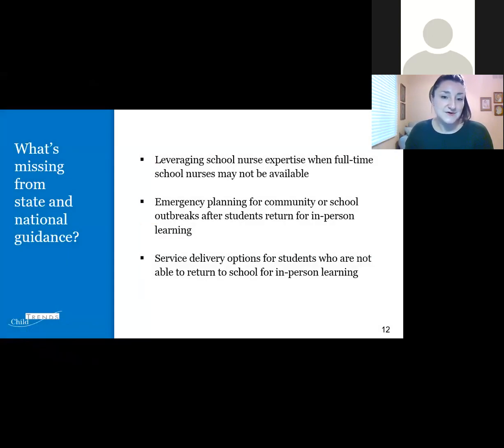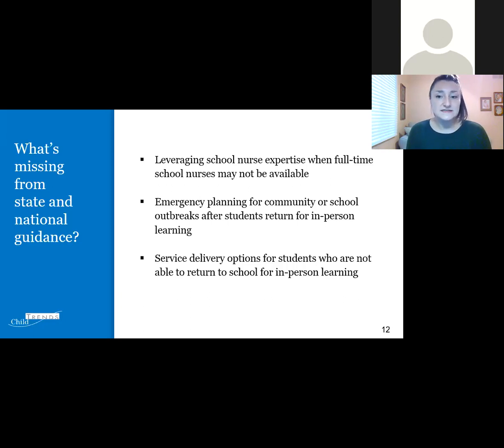All right, so given all of that information, now what's missing from the state and national guidance? Although we've seen many specific recommendations for school nurses, we also know that not all schools and districts have access to a school nurse. So in those cases, we're missing some guidance about who is responsible for protecting and providing services to these students when there are few school health personnel available in certain districts. And how can we leverage the expertise of state school nurse leadership to support districts who may not have a full-time school nurse on staff?